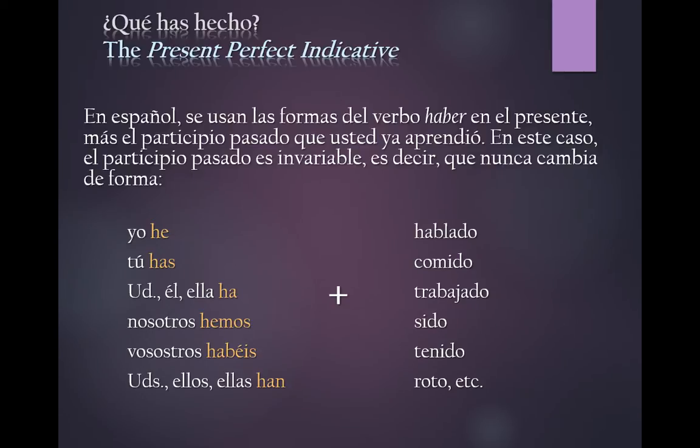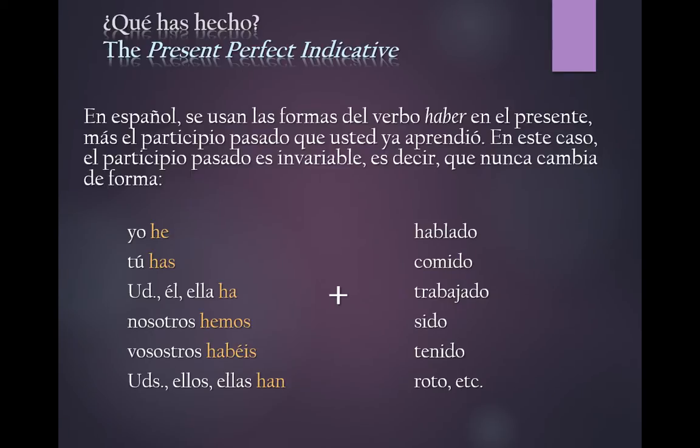And then we have several irregulars, such as the one on the screen at the bottom. You can see roto. We also have escrito, dicho, hecho, abierto, and so on. So the regular ones are ADO and IDO, and then the irregular ones you just have to memorize. So if we combine some of these, for example, if you want to say I have spoken, you just say yo he hablado.